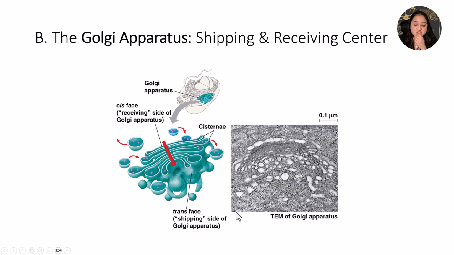So here's another picture showing that there is a receiving side and then a shipping side. So the cis face, usually cis means on the same side. So this is on the same side as the ER. So this is the receiving side. A transport vesicle from there will come on this side. Whatever the products are that are made there might get modified here in the Golgi apparatus and then get sent off. So this is the shipping side. Trans face means different or opposite, and so the trans face is the shipping side that sends stuff out.